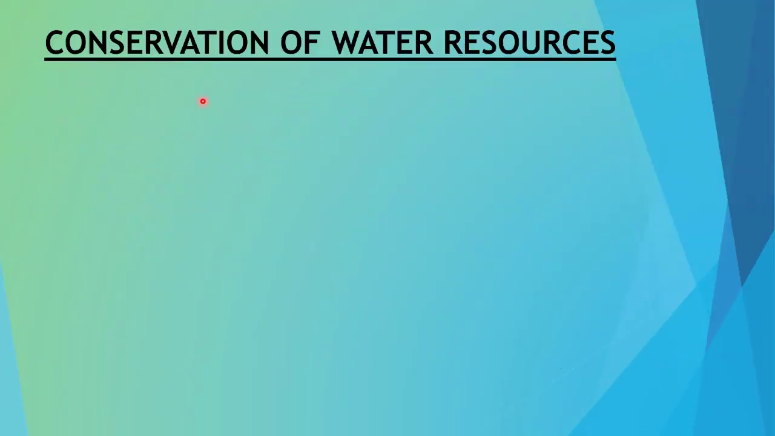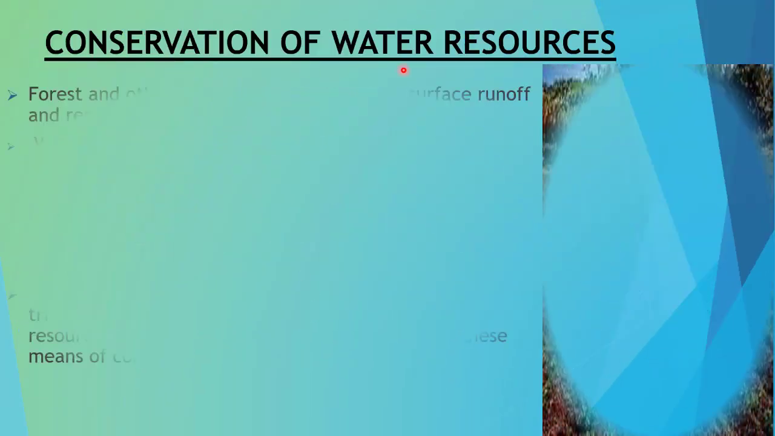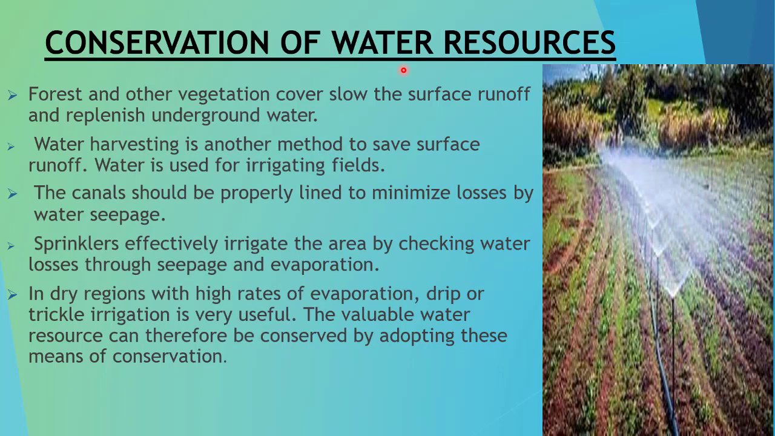Now next, conservation of water resources. Students, we need to conserve water resources to get rid of water scarcity. The forest and other vegetation cover slow the surface runoff and replenish the underground water. Water harvesting is another method to save the surface runoff.